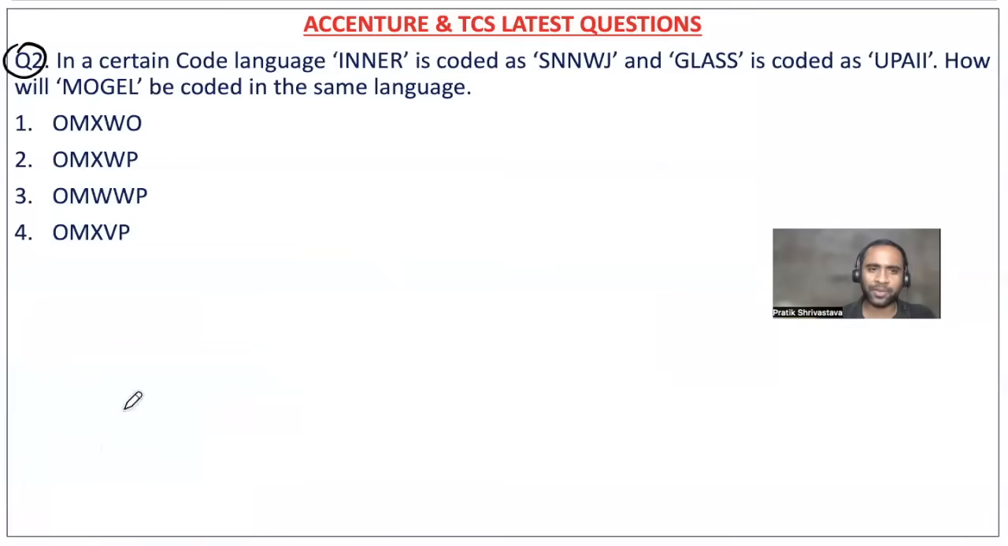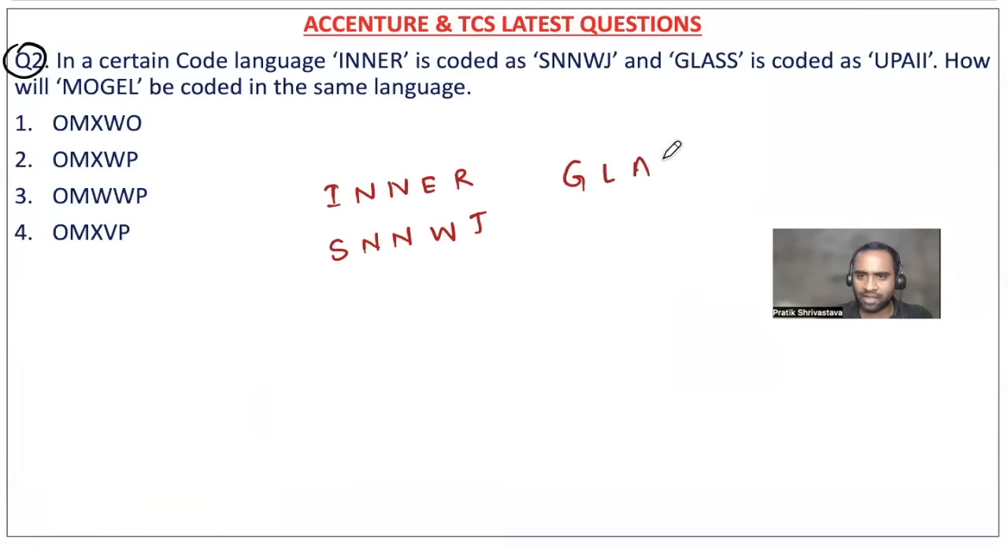Now the next problem is: in a certain code language, inner is coded as this, and glass is coded as UPAII. Friends, these are the same kind of questions you will be getting in Accenture and TCS. Also, we are going to do coding questions in this particular video.